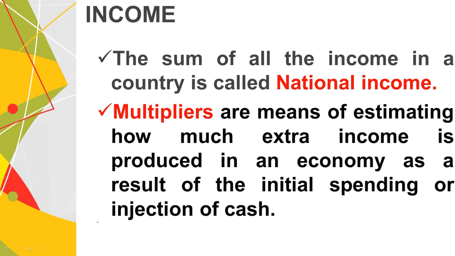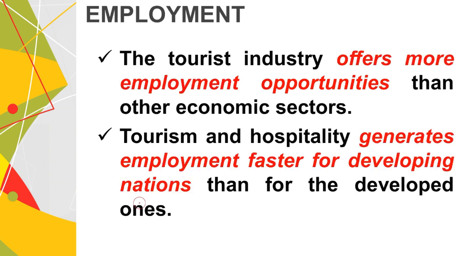Another term here is the multipliers. When we talk about multipliers, these are the means of estimating how much extra income is produced in an economy as a result of the initial spending or injection of cash. From the word itself, multiplier, how much extra income do we produce from our initial expenses or the initial cash we released.